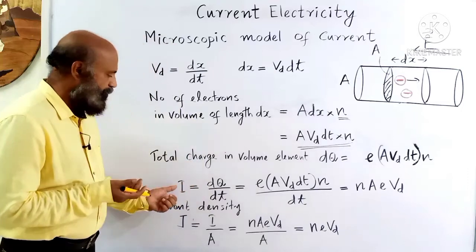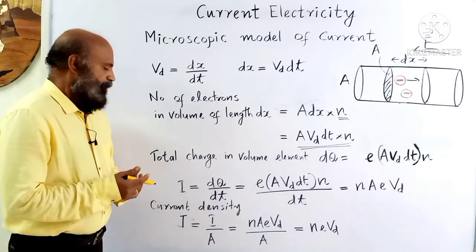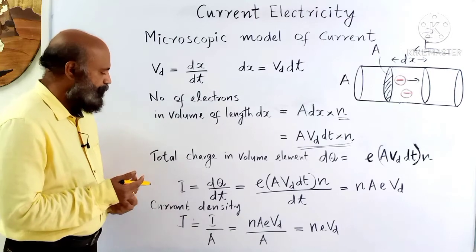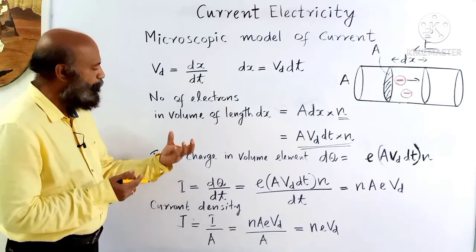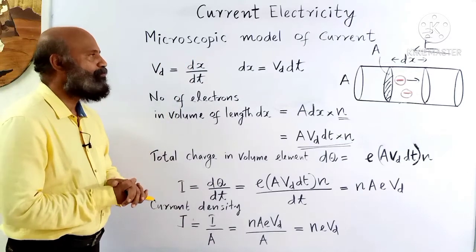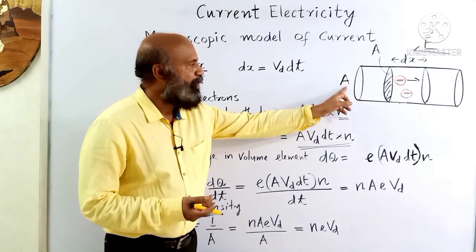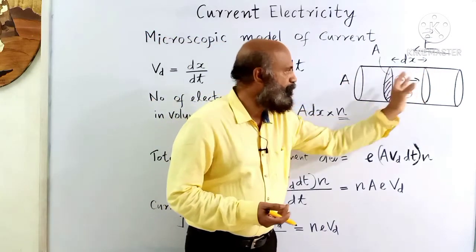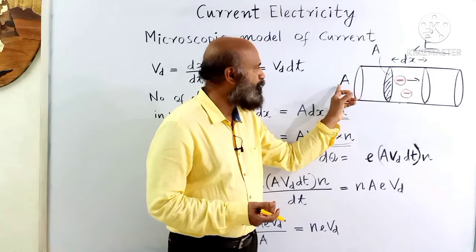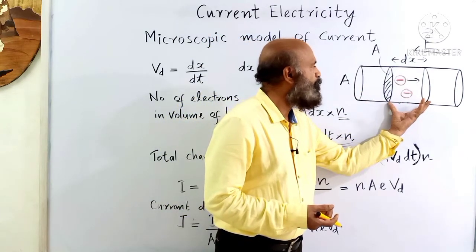Current is the rate of flow of charge. So I is equal to dq by dt. That is a macroscopic view. Now we are going to see the microscopic model of current. For that, consider a conductor of area of cross section A and consider a length of dx.